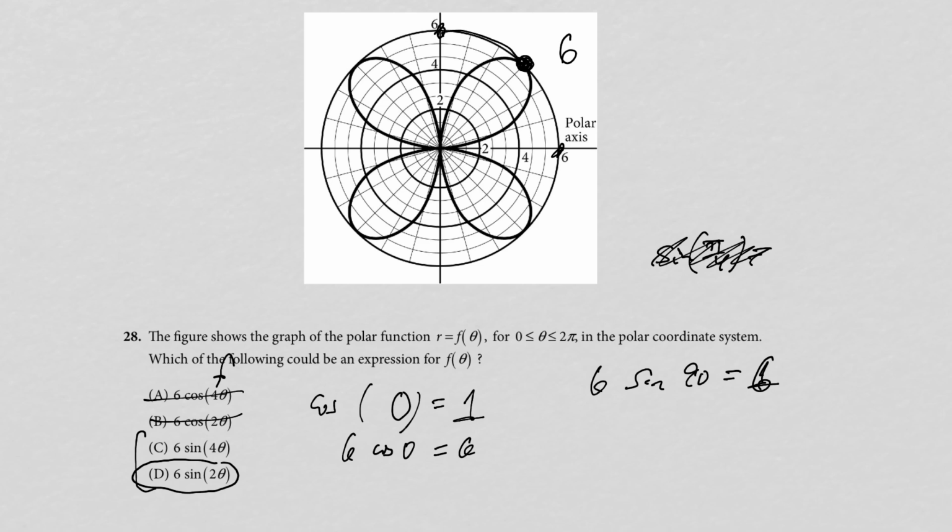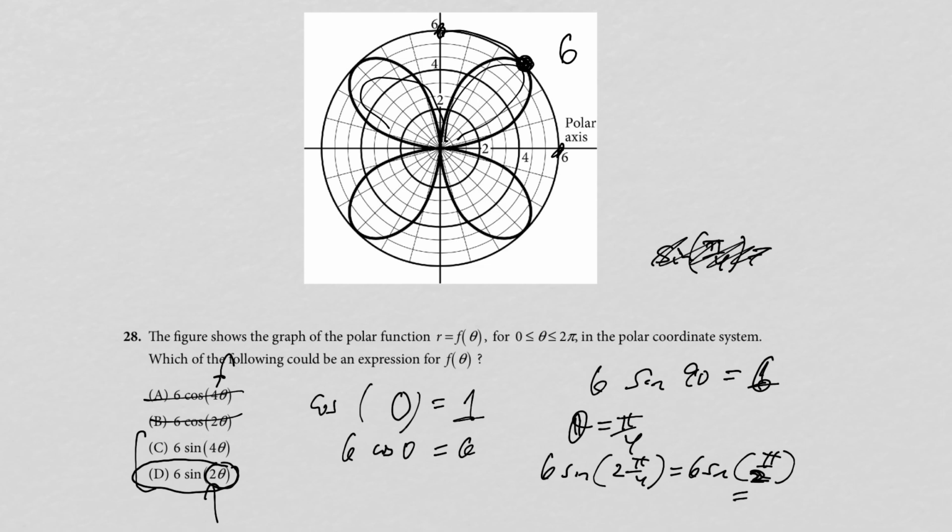In general, if there's an even number of leaves on one of these rose curves, if you divide it by 2, it tells you what the coefficient is. So I'm just going to make a note here. When theta is equal to pi over 4, which is 45 degrees, 6 sine of 2 theta is the same thing as 6 sine of pi over 2. Sine of 90, or pi over 2 radians, is 1, so 6, so it agrees with this, whereas this one would not agree, and that's the answer to that question.